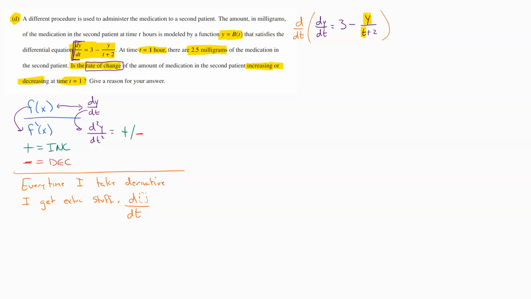So let's work our way through our derivative up top here. Doing the first part, taking the derivative of our derivative, this is really just a notation game.